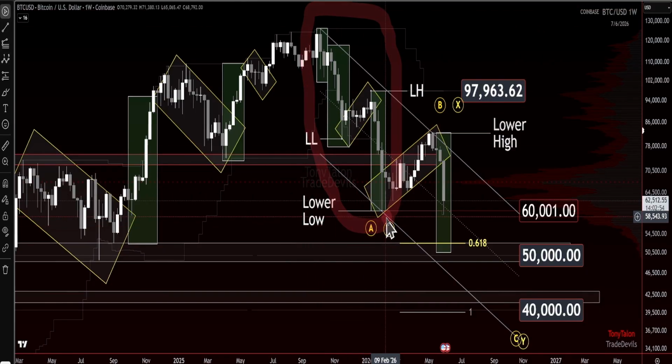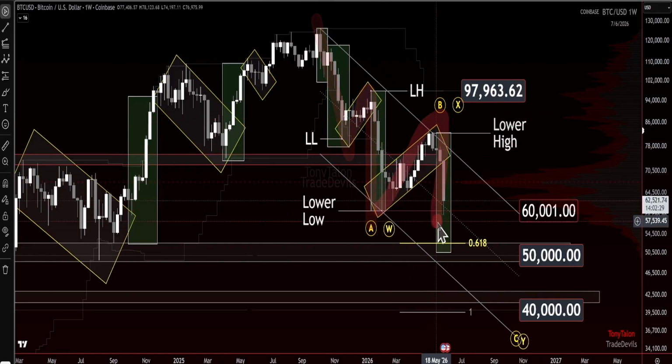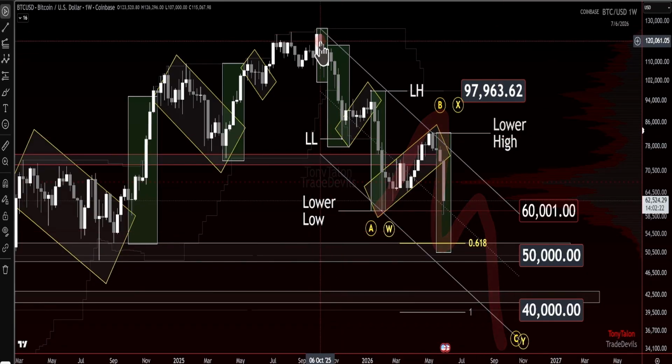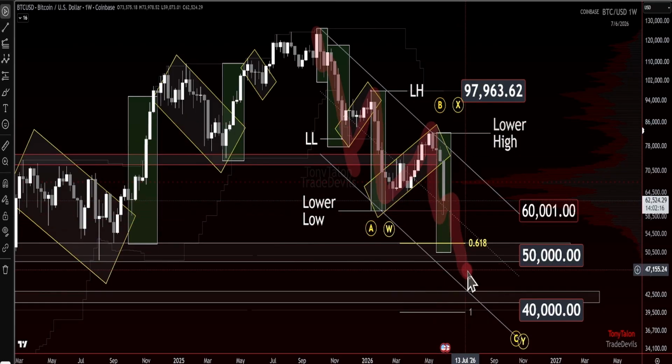So if this is a double zigzag, A, B, C for the W, then we have the X, then we'd be looking for that same kind of price action to print out over on the right side in the A, B, C. We think this is an impulsive move. Again, it would be a 1, 2, 3, 4, 5, B, 1, 2, 3, 4, 5.